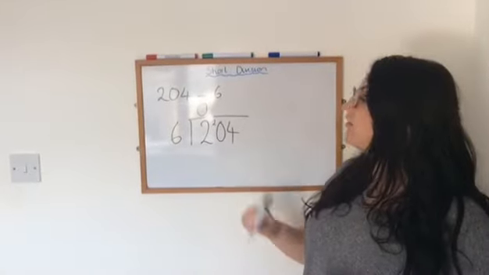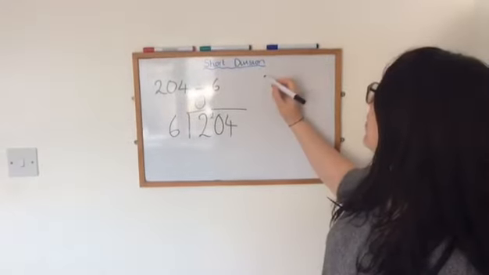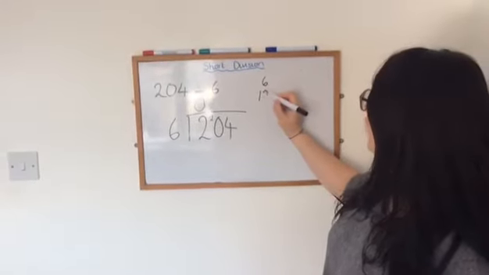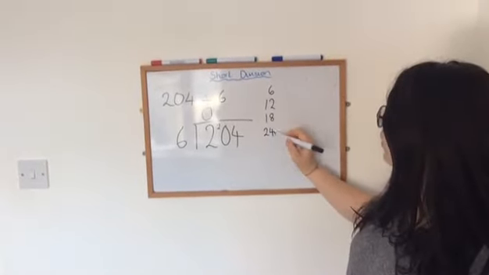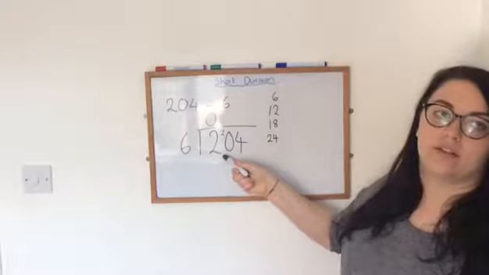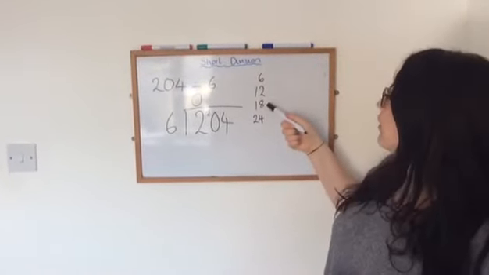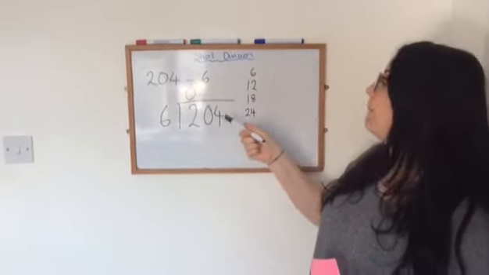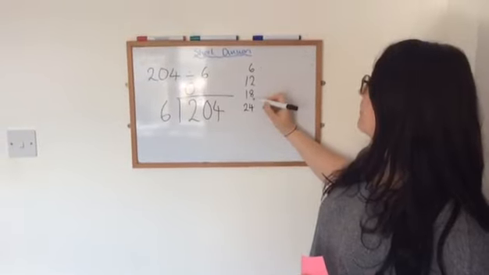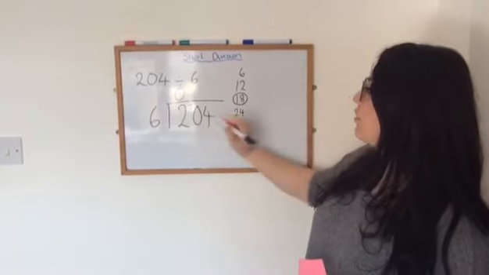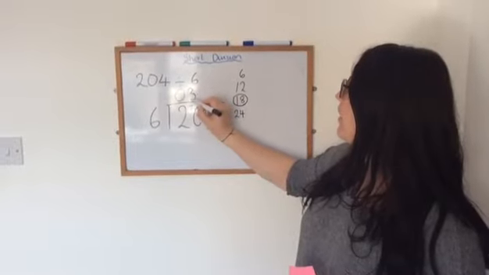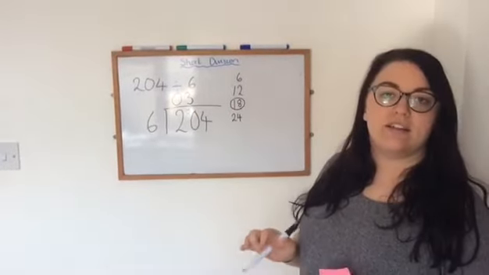How many 6's go into 20? So we need to do our 6 times table. 6, 12, 18, 24. It doesn't go directly into 20, so we need to go for the closest that's less than the number. The closest number is 18. How many 6's is that? 3. And then count on from 18 to 20.